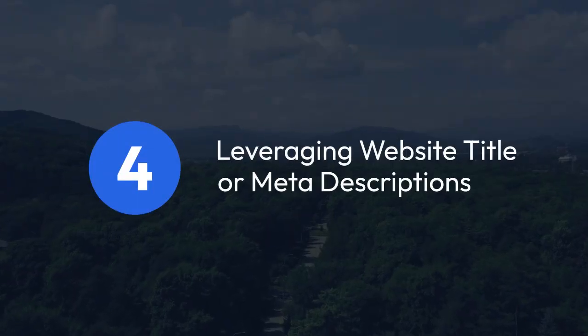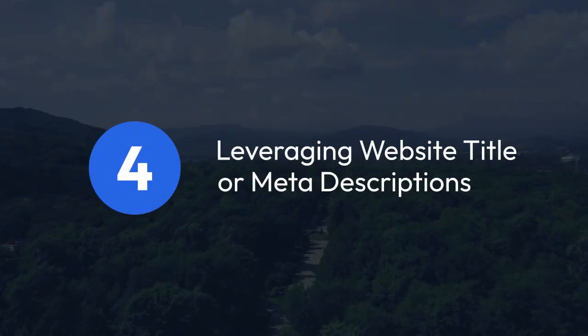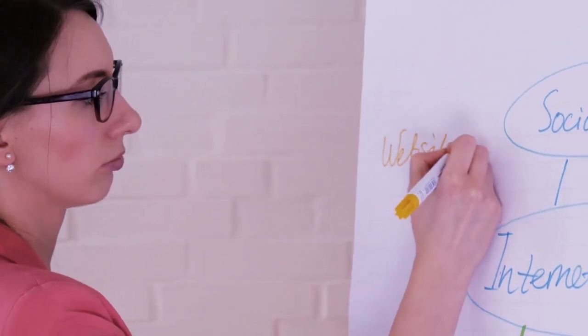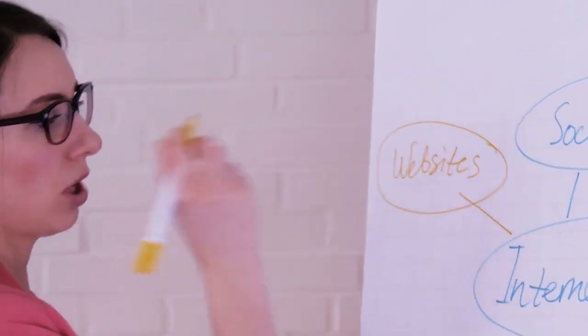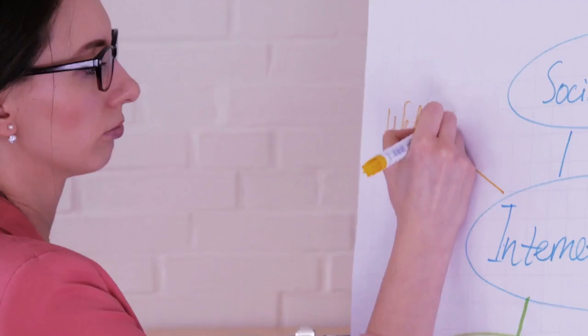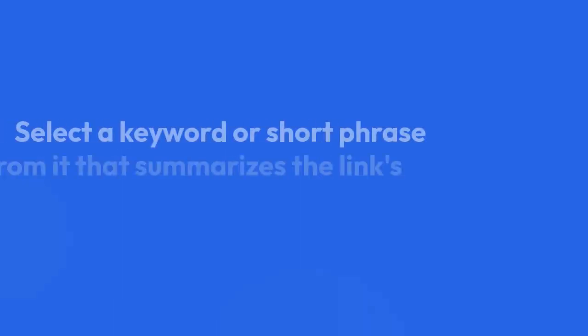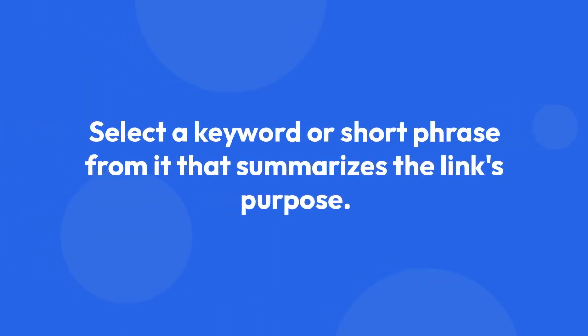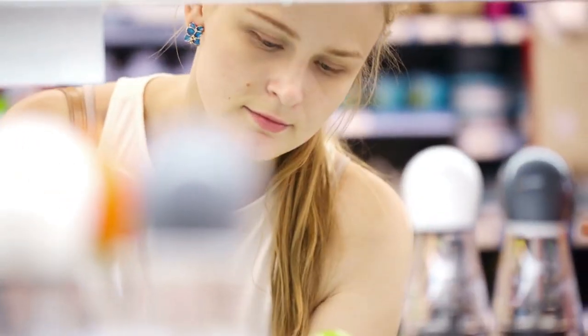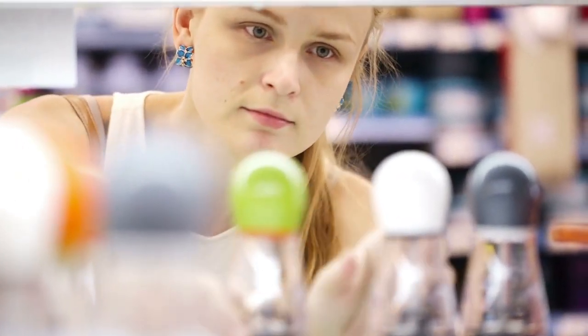4. Leveraging website title or meta descriptions. Many times, the title of a web page or its meta description, the short description appearing in search engine results, perfectly summarizes the content. You can use browser tools or browser extensions, add-ons, to easily copy and paste the title or description, and then select a keyword or short phrase from it that summarizes the link's purpose. This method gives you more context and human-level interpretation than just looking at the URL alone.